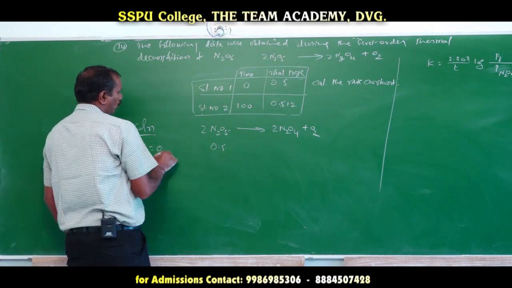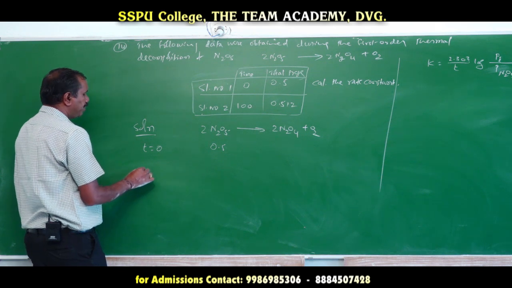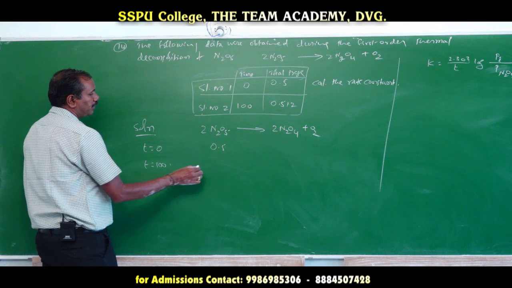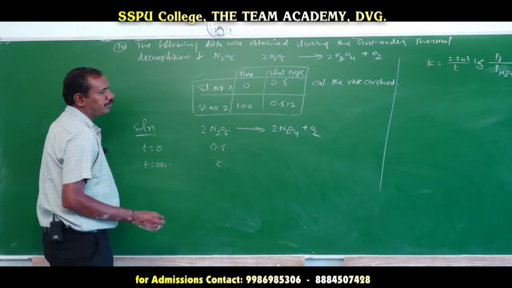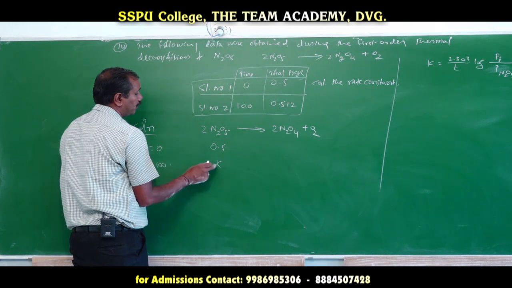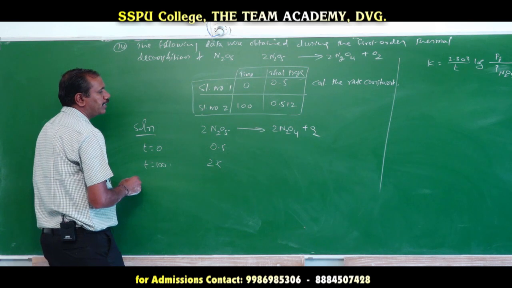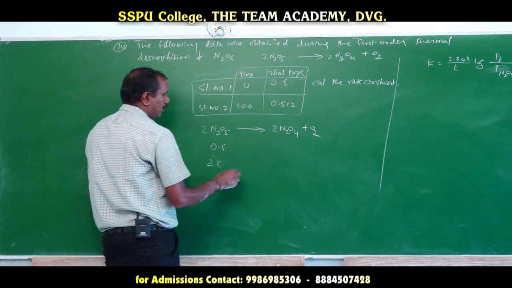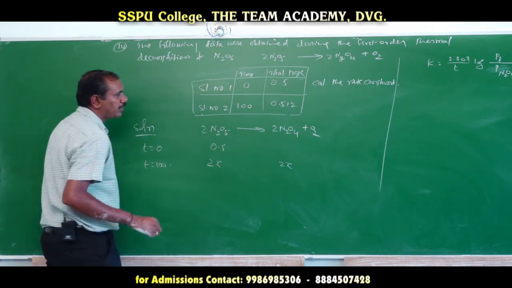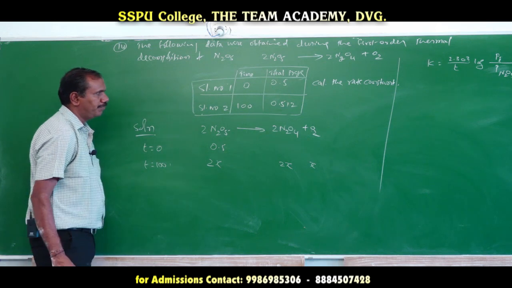So when T is 0, it is 0.5. After a time interval, if T is 100, the change in pressure, X pressure will react. Then I will write it as 2X, why? For 2 moles there, 2X pressure of N2O5 can react. Then it forms 2X atmospheric pressure of N2O4, and X pressure of O2 can form. Why?